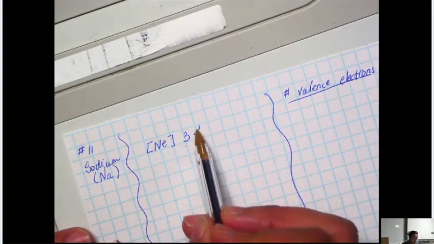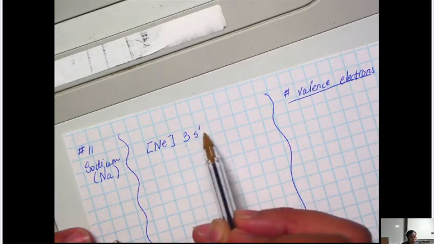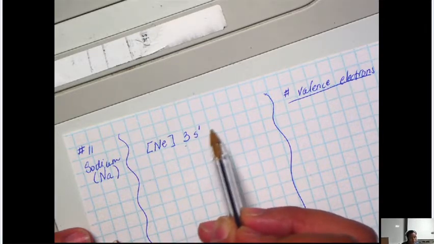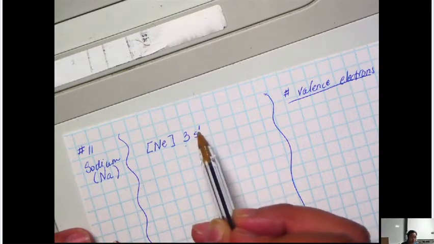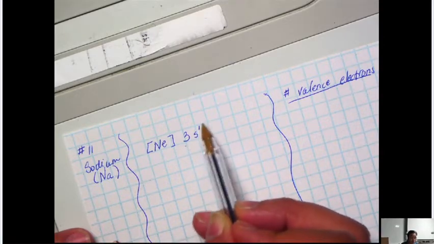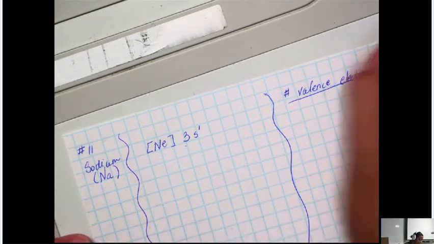Okay, so the superscript up here would be your electrons. We don't have any other level 3 orbitals. We don't have any 3p's or 3d's. So the only level 3 that we have is 1 electron on the s orbital. All right, so the number of valence electrons would be 1.